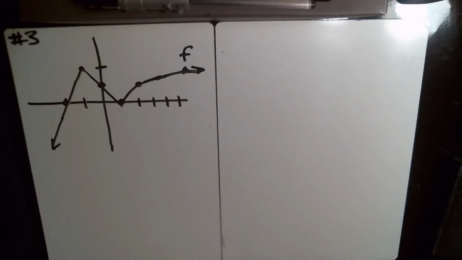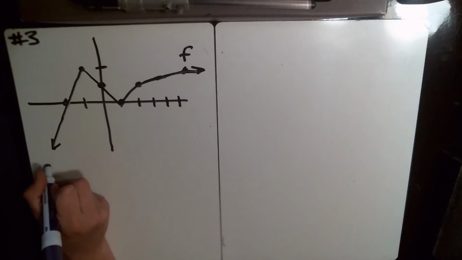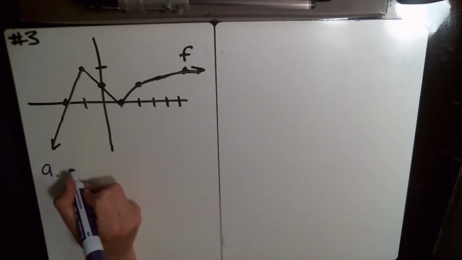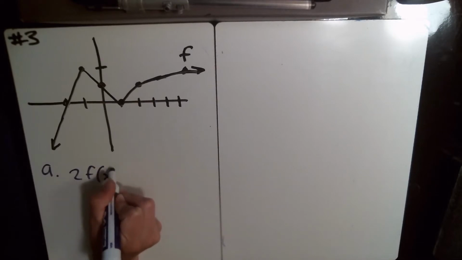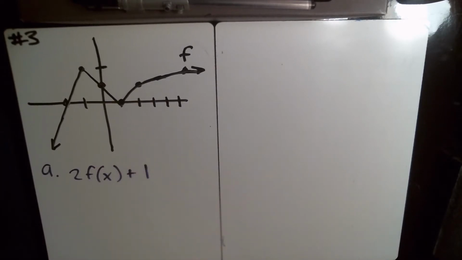Okay, welcome back. So we're going to look at number 3 on the chapter 2 review, and I'm just going to be working with that first graph for f. And here we're doing some sketching of transformed functions. So I'm going to look first at A. It wants us to graph what 2f of x plus 1 looks like.